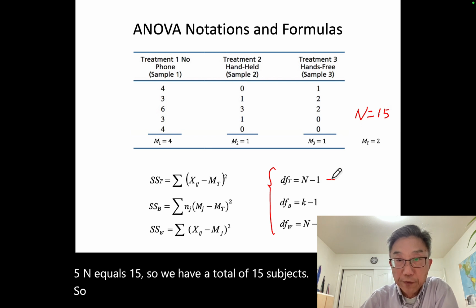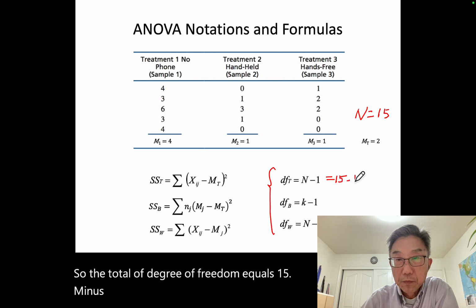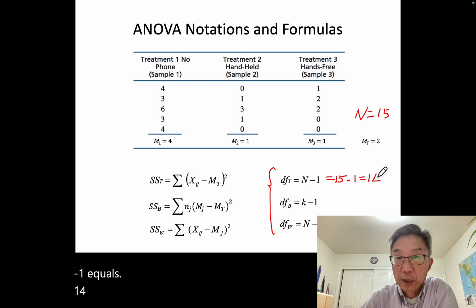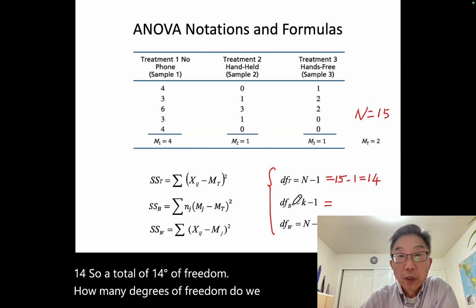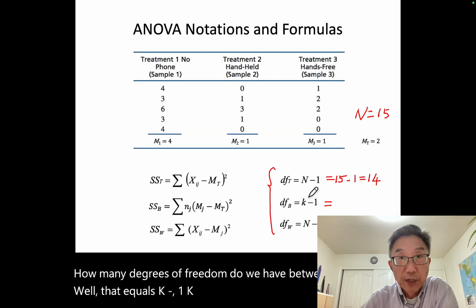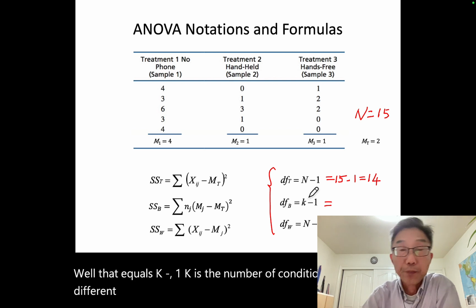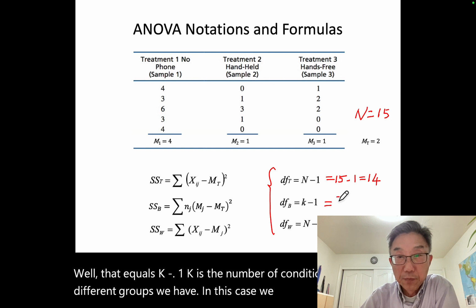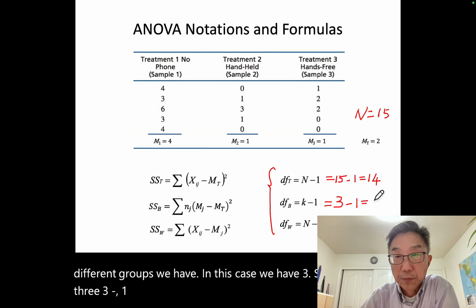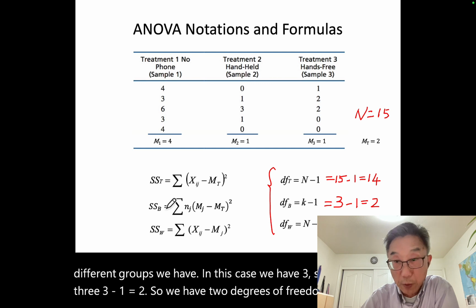So the total degrees of freedom equals 15 minus 1 equals 14. So we have a total of 14 degrees of freedom. How many degrees of freedom do we have between groups? Well, that equals k minus 1. K is the number of conditions, how many different groups we have. In this case, we have 3. So k equals 3. 3 minus 1 equals 2. So we have 2 degrees of freedom for between group sum of squares.